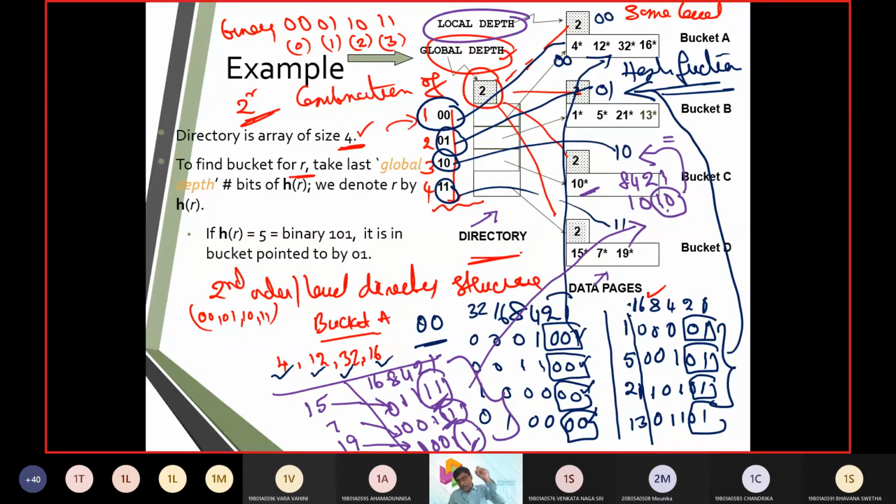So 1, 5, 21, and 13. What is common between all the four numbers? On all the four numbers, the common was the least significant bits, the last two least significant bits, the low order bits, 0, 1 is going to be placed in the last two positions of the low order bit. So the 1, 5, 21, and 13, they are going to have the common bits. That is the reason why they are pushed to this element.